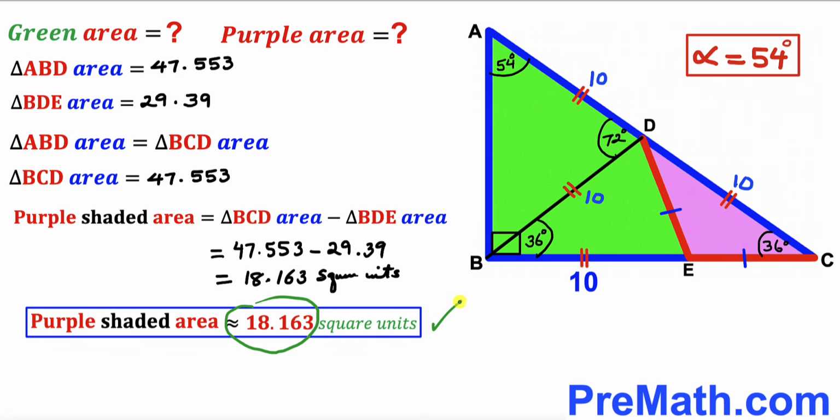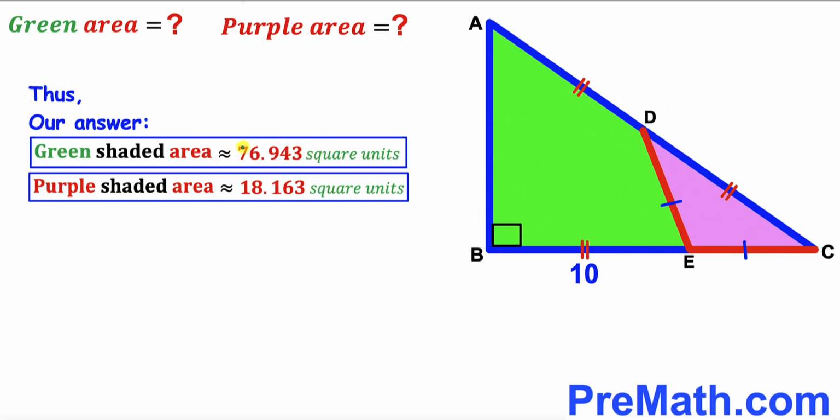So thus after all the calculations and manipulations, we figured out the area of this green shaded region and the area of this purple shaded region as well. And that's our final answer.